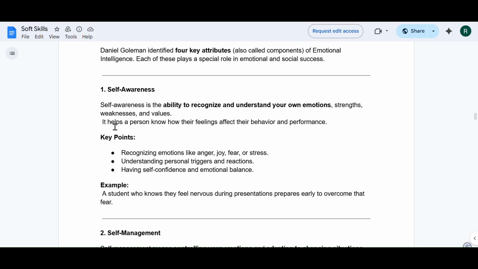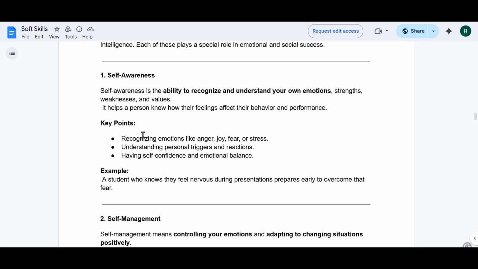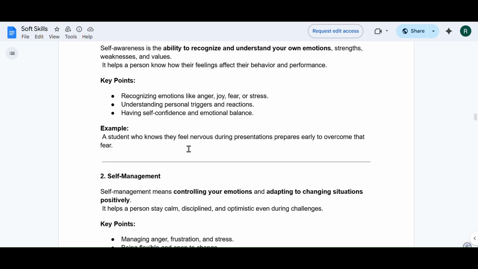What is self awareness? Self awareness is nothing but the ability to recognize and understand our own emotions. It means knowing how we are. That's just knowing about ourselves, whether we are angry or calm or confused, like that. Knowing about ourselves is known as self awareness. For example, recognizing emotions like anger, joy, fear, or stress, understanding personal triggers or reactions, having self confidence and emotional balance. All these things are known as self awareness.